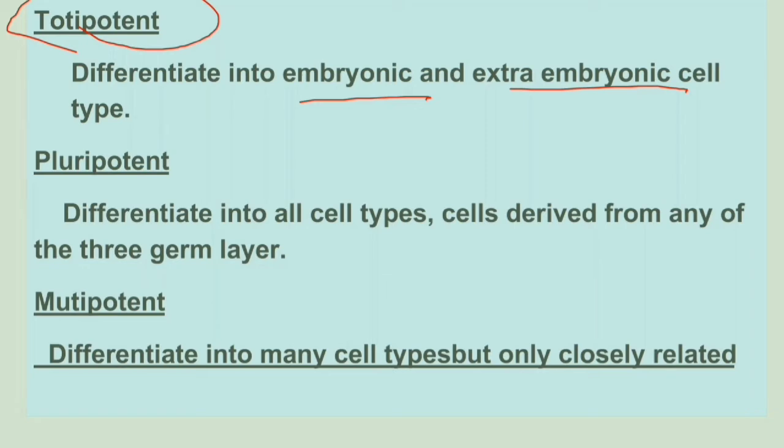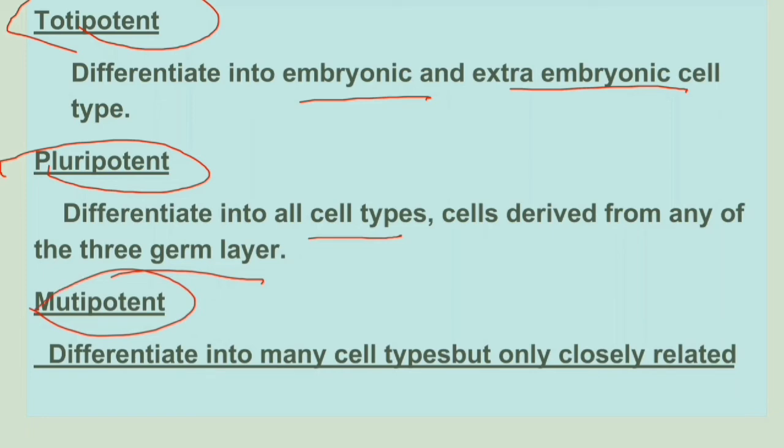A pluripotent cell is able to differentiate into all cell types, that is, cells that are derived from any of the 3 germ layers. So, pluripotent cells are cells that can differentiate into all tissues. A multipotent cell is a cell that can differentiate into many cells. That is, a multipotent cell can differentiate into closely related cells.